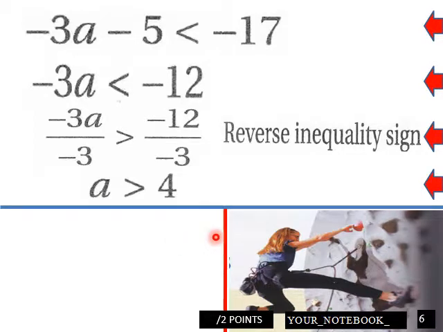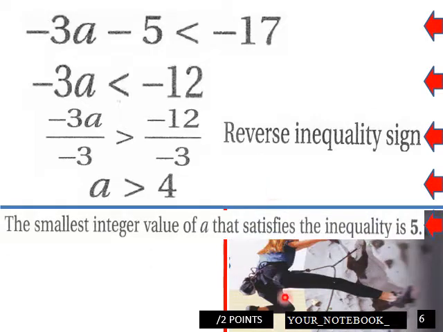The smallest integer value of a that satisfies the inequality is 5. Since a is greater than 4, the next integer would be 5. In this case, this is in your notebook, page 6 of your notebook.